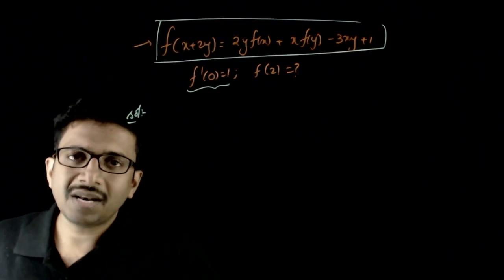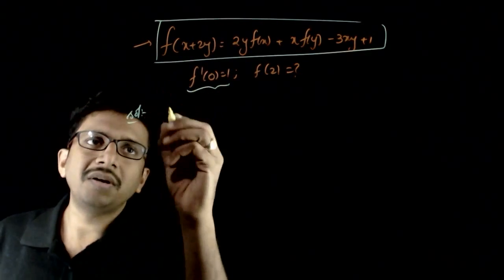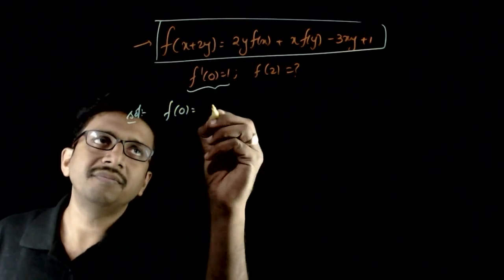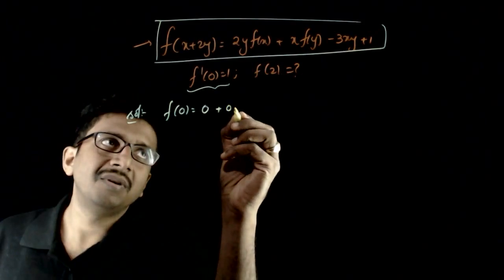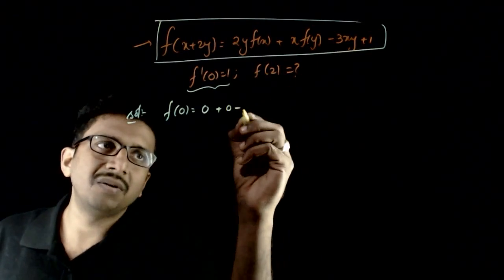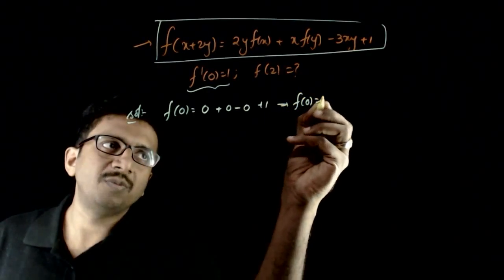So first, let us put x is equal to 0 and y is equal to 0 in this functional equation. So what do you get? f of 0 is equal to, y is 0, so 0 plus x is 0, 0 minus 3 into 0 is 0 plus 1. That means f of 0 has to be equal to 1.